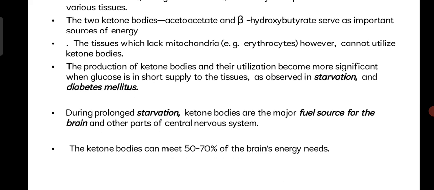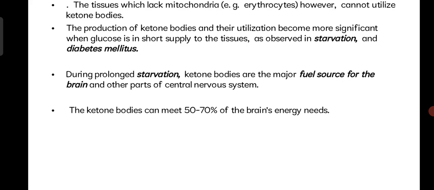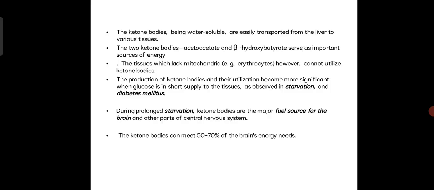Then production of ketone bodies and their utilization is very important. If the glucose level is low in our body, ketone bodies will play their role, especially in the case of starvation and diabetes mellitus. In starvation, glucose will be low in our body because we are not taking any food. So ketone bodies are a good source for our brain and nervous system. 50 to 70% of brain needs are met by these ketone bodies.